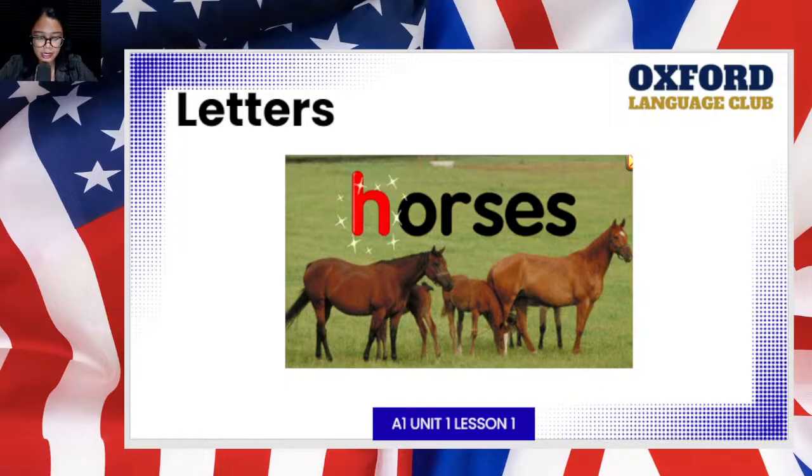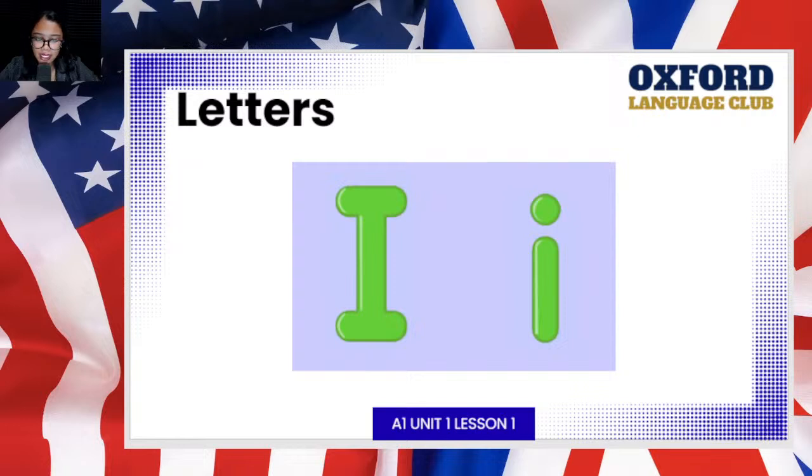Again, our letter is H. How do we pronounce it? So you learned about helicopter, hummingbird, and horses, which all start with H. Let's move on to letter I.